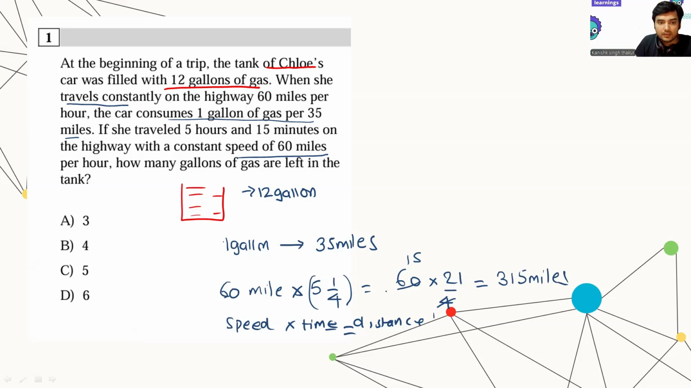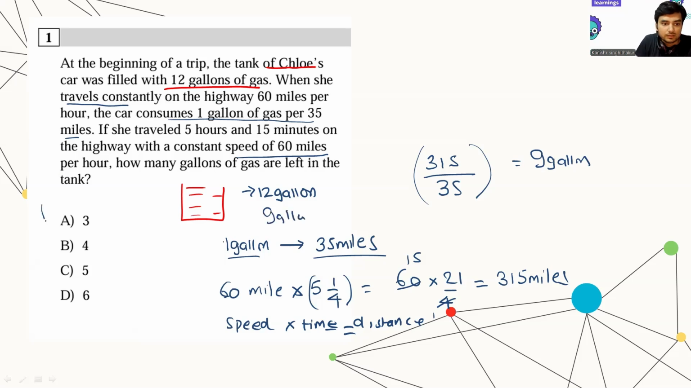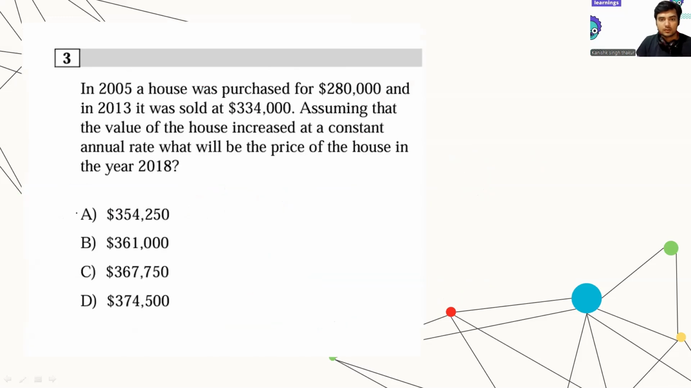Now 315 miles it travels, and for 1 gallon it takes 35 miles to travel. So 315 by 35, this much fuel it will take to travel this much distance. How much is it? I think it is 9. Yes, so this is 9 gallons, right? Now 12 gallons were there, 9 gallons are used. So how much is left? 3 gallons is left. This is how you have to do it. Okay, now let's do this one. Question number 3.